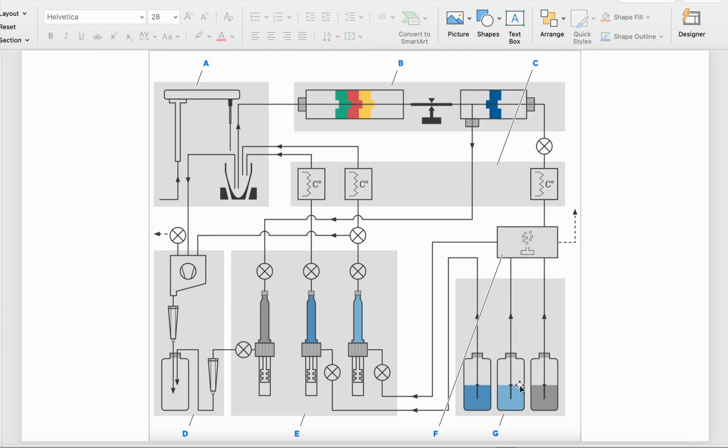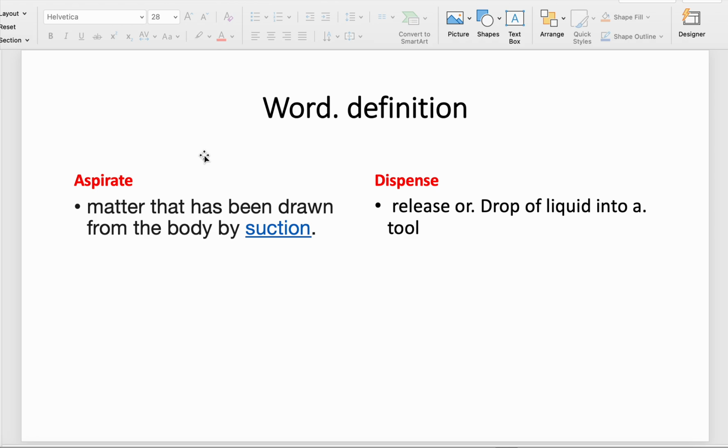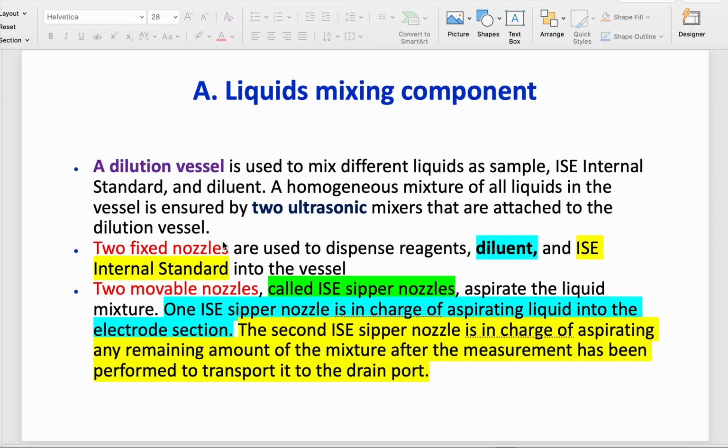I will go first. Let us start with A. Before I go to A, let me define two words. Aspirate is taking a liquid from one place to another place. Dispense is releasing. Aspirate is sucking, and dispense is releasing.